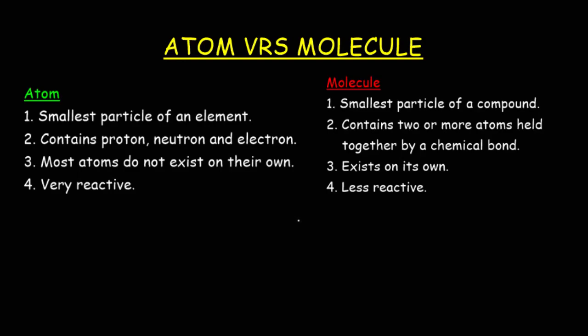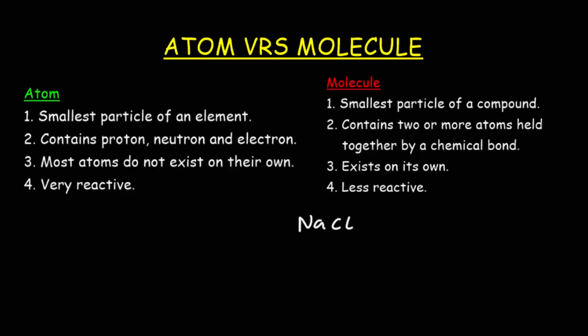So if you pick a compound like sodium chloride, it is a compound, but at the same time also a molecule. And so if you break sodium chloride into pieces, you are going to get a smallest part of this compound which exists as a molecule. So a molecule is the smallest particle of a compound because it is found in every compound.